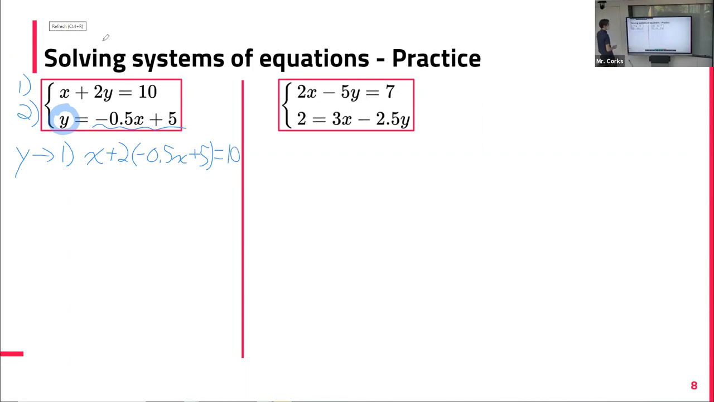Equals 10. And we just simplify: x plus 10 equals 10, and we get this result. The x's are disappearing here. How do we interpret this?